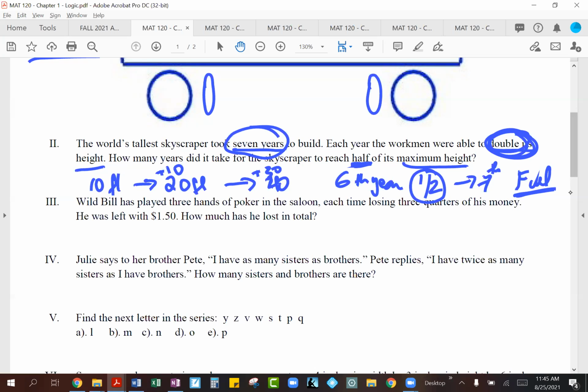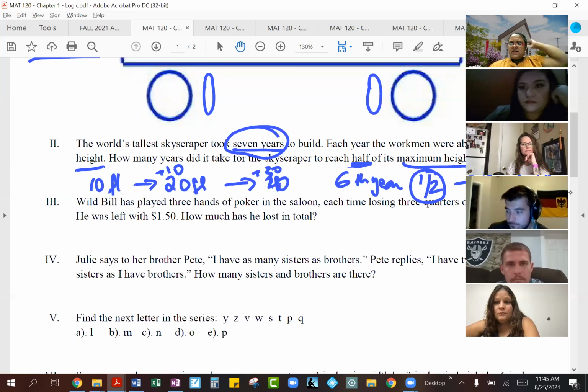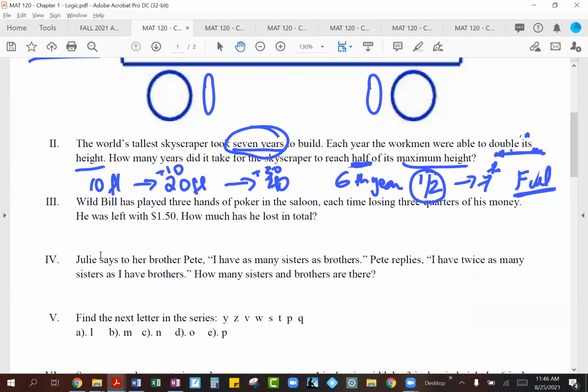So you're not really taking the half of the time. You are just trying to figure out, okay, if in the 7th year the building is full, that means a year before that it's got to be at half its height. And we know that because of this doubling factor that they're talking about over here. So that's kind of how this works. Does that make sense, guys? Okay. All right, so let's try another one here.